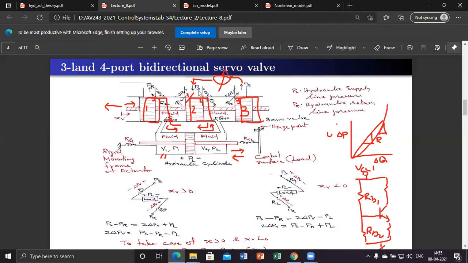Suppose that we are having a pressure of 200 bar and PR is equal to 0 bar. PS is 200 bar and PR is 0 bar. Because of this underlap condition, when exactly YV is equal to 0, the restriction here is equal to the restriction here, and the restriction here and here, because we assume symmetry in construction. Because of that, the supply pressure PS will be half at the middle point, because the resistance here and resistance here are equal.